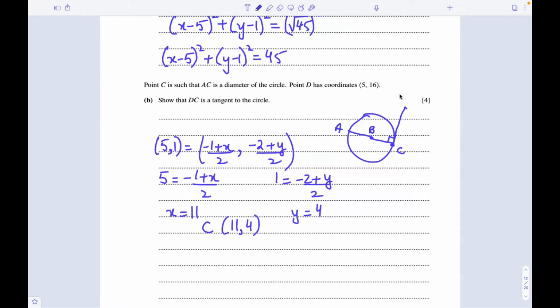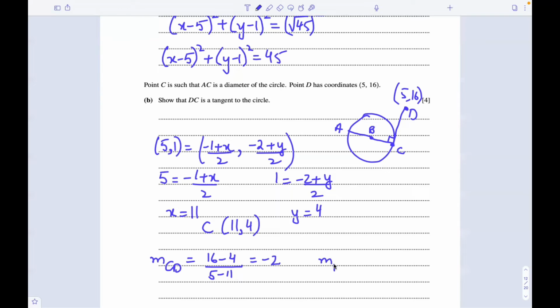Now the coordinates of D are given as (5, 16). And we have to show that DC is a tangent. So what we can do is we can find the gradient of AC, we can find the gradient of DC, and we can show that they are negative reciprocals of each other. As if two lines are perpendicular, their gradients are negative reciprocals. So the gradient of CD would be (y2 minus y1) divided by (x2 minus x1). So we can write (16 minus 4) divided by (5 minus 11). So this will be 12 divided by minus 6, which is minus 2.